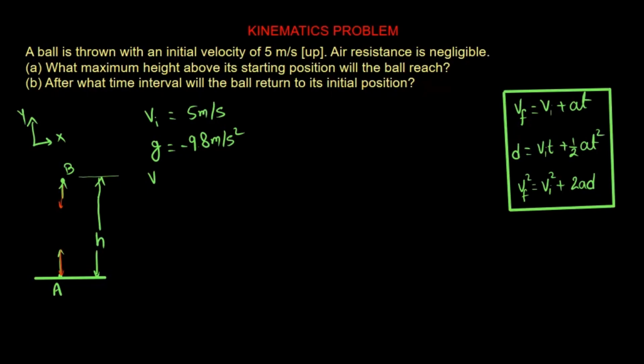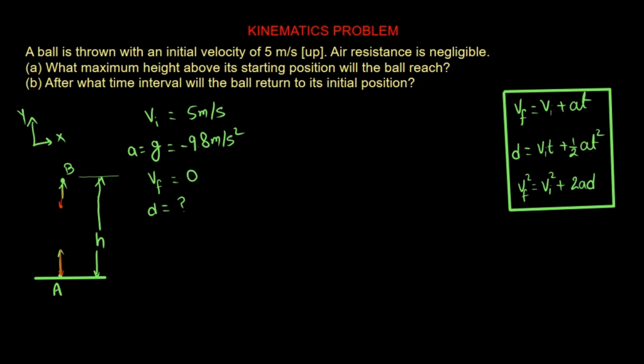We are looking at the path of the ball from point A to point B. So A is the initial point and B is the final point. We call it V final at point B would be 0. And we are trying to find the maximum height, which is h. h is the distance traveled. So the distance traveled from A to B is our goal to find. Now, this is a equals minus 9.8.